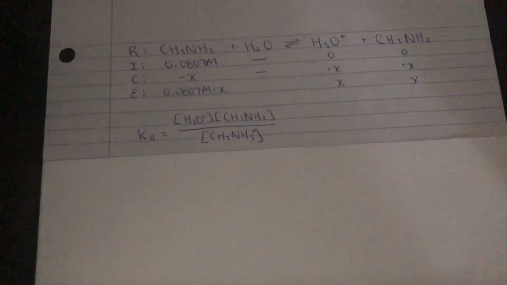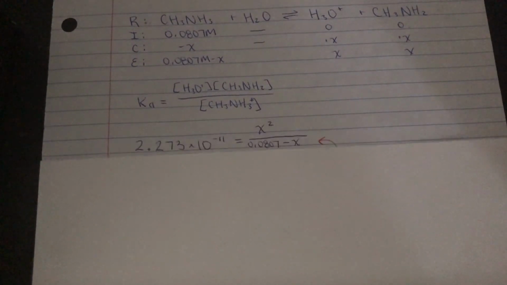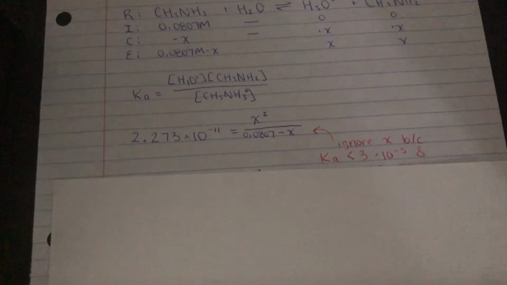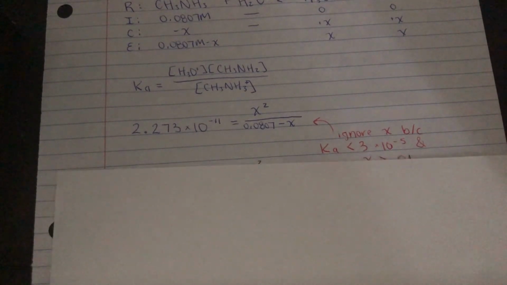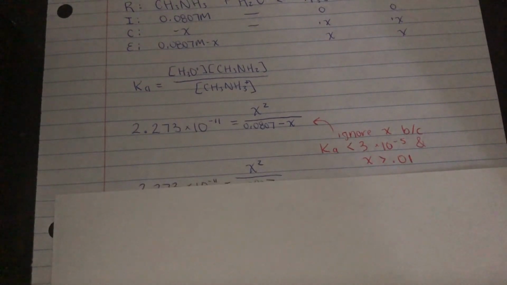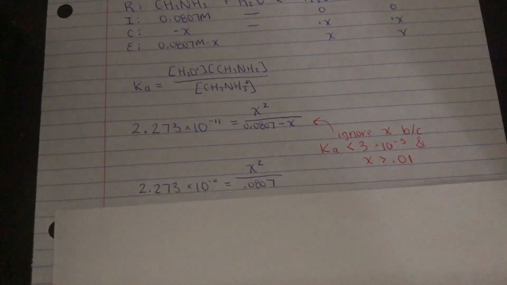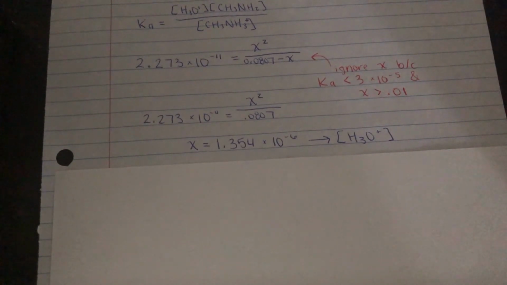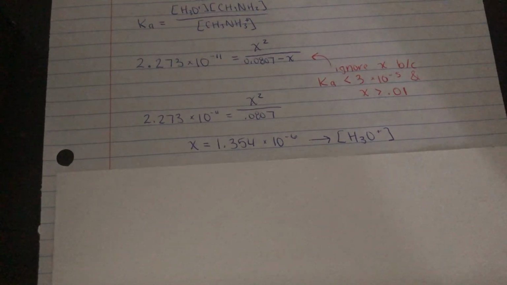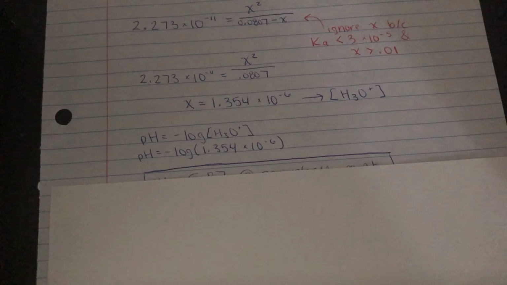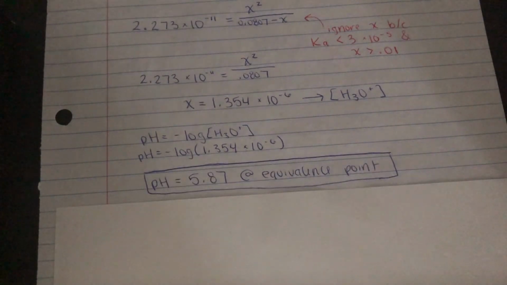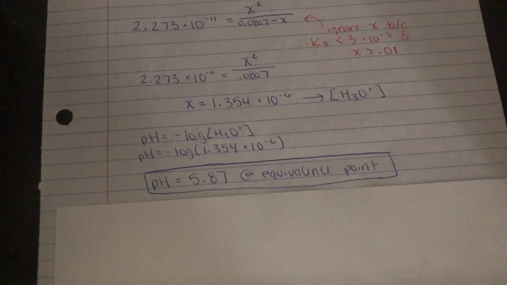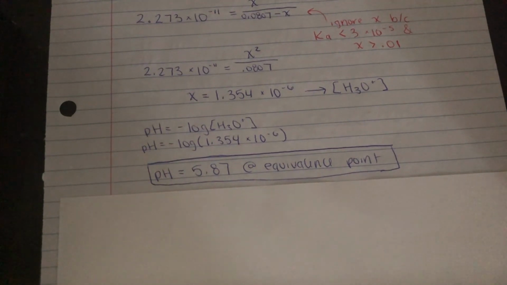So we set up the equilibrium expression shown here, and we plug in our numbers, and in this case we can actually ignore the minus x because our Ka value is less than 3 times 10 to the negative 5, and our x is greater than 0.01. So I've done that out here, and we solve that x equals 1.354 times 10 to the negative 6, which is our concentration of H3O plus that is produced. So then we just take the concentration of H3O plus, plug it into the pH equation, and we get pH equals 5.87 at the equivalence point.